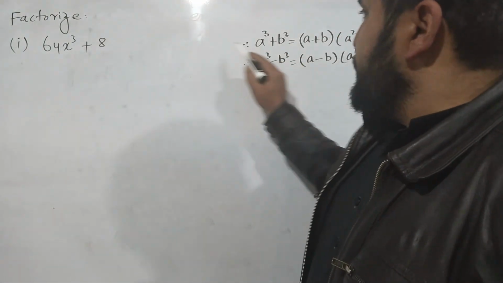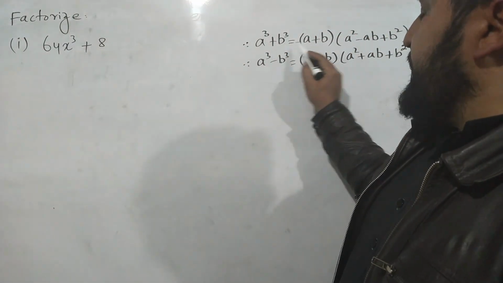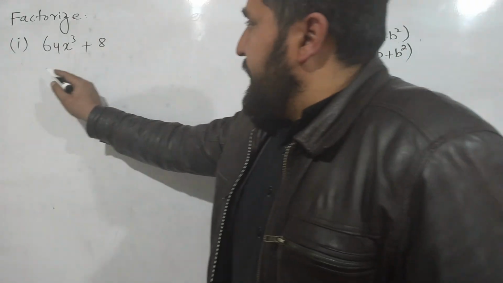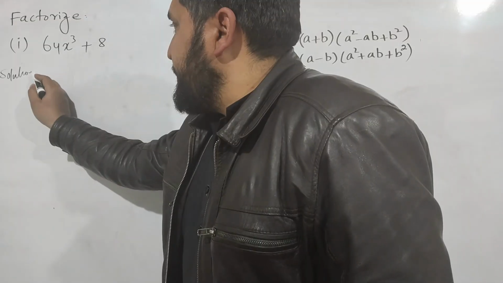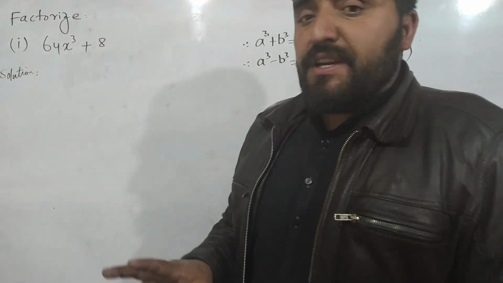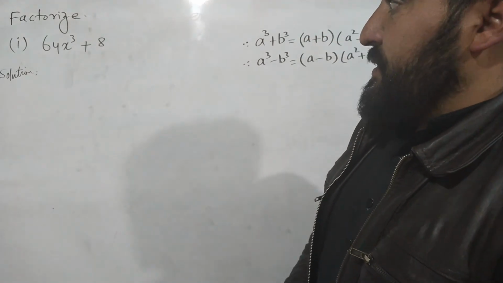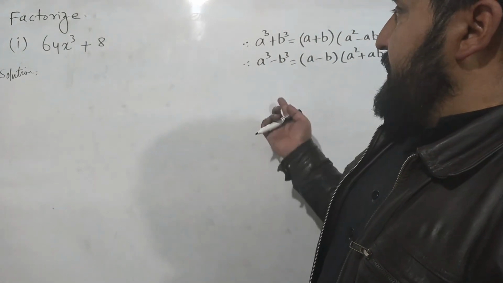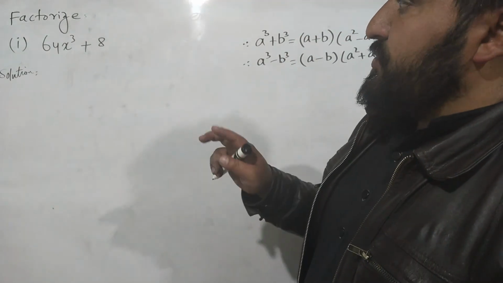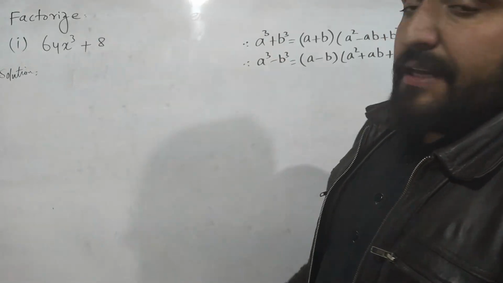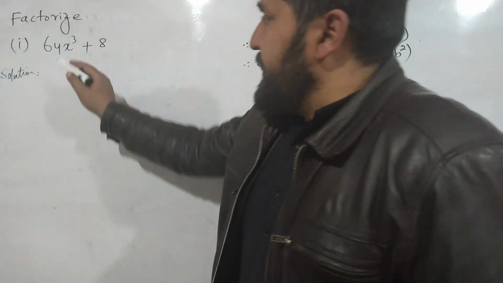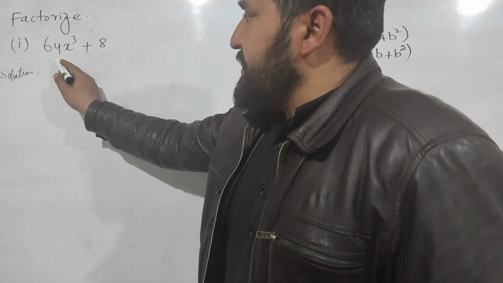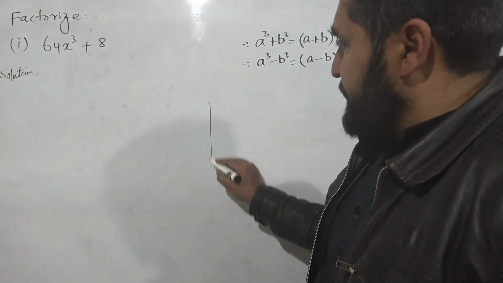So this question is related to the first type, and we can solve it like this. In such types of questions, there should be two terms and both are in cube, so we can use these identities. If both terms are plus, we use the first one. If one is plus and the other is minus, we use the second one. So here we just do the prime factorization of 64, which is like this one.